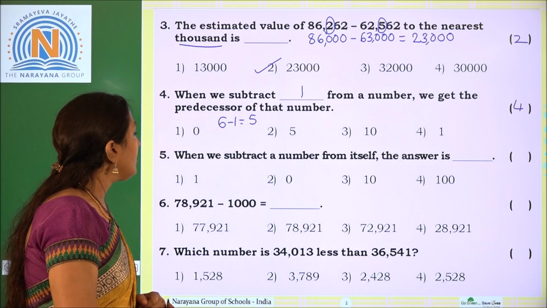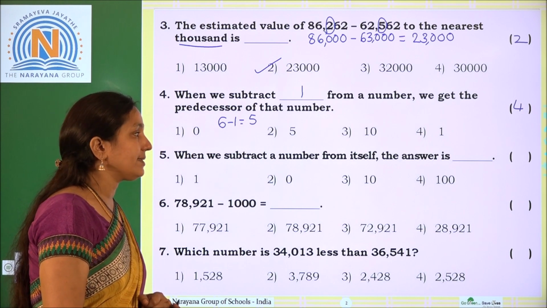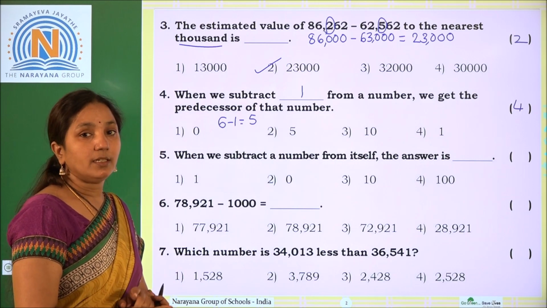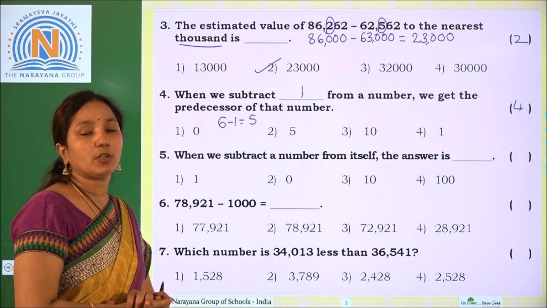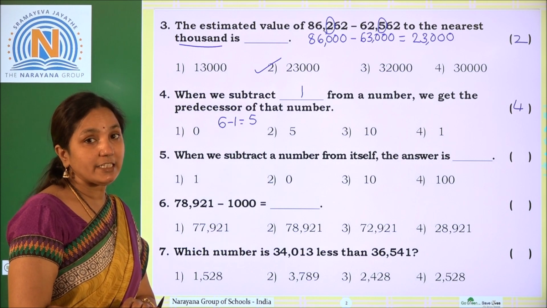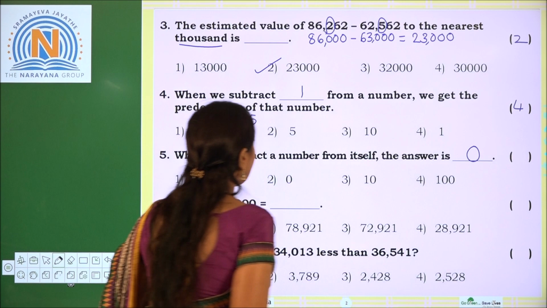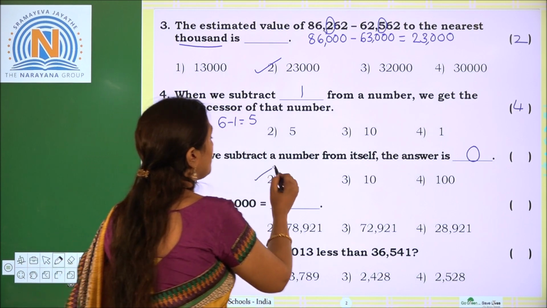Next one, when we subtract a number from itself, the answer is, so take 3000. So subtract again 3000, meaning itself. What did you get? 0 is the answer. So always we get 0. So which is the correct option? Option 2.